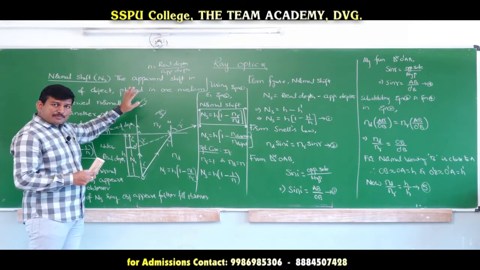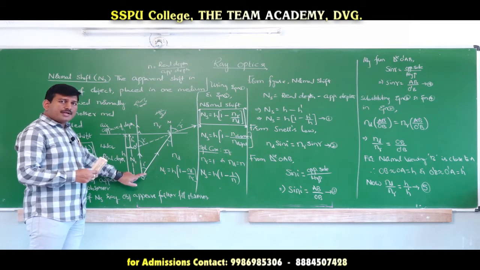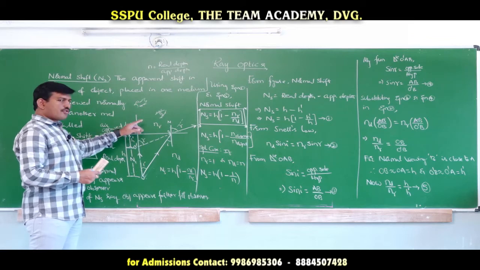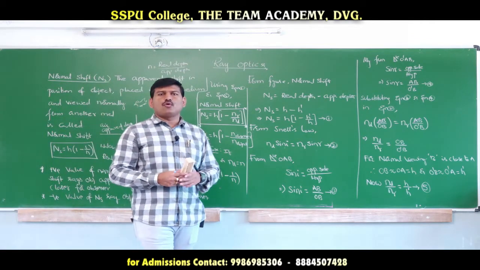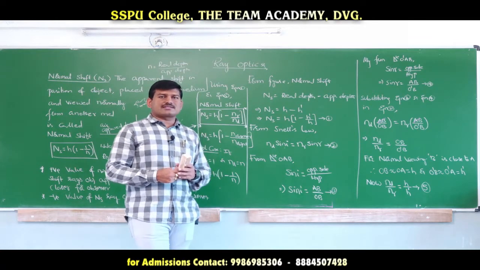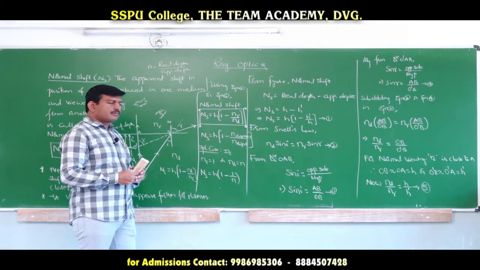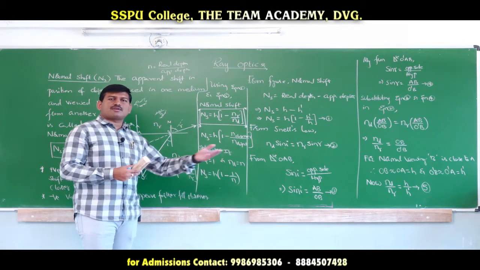The apparent shift in the position of an object placed in one medium and viewed normally from another medium is said to be the normal shift. And the formula for normal shift is Ns is equal to H into 1 minus refractive index of observer medium divided by refractive index of object medium. While we are doing simple problems, Ns is taken as H into 1 minus 1 by n.